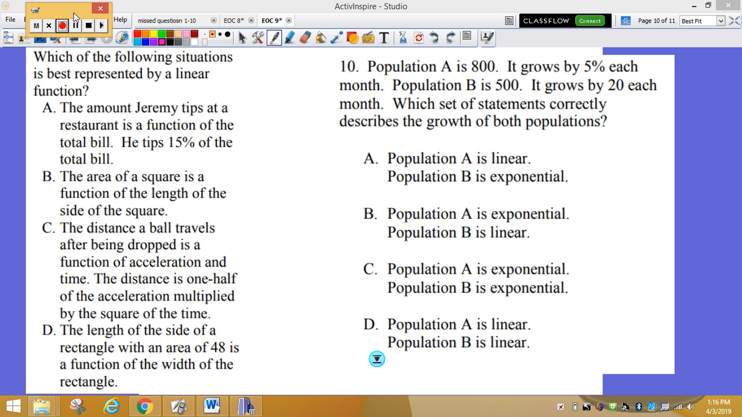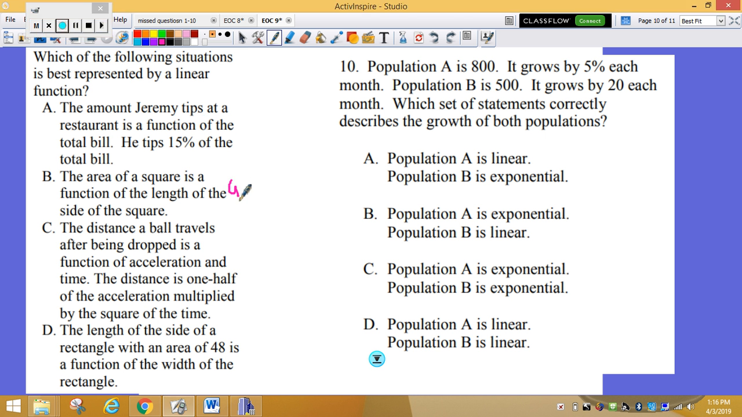All right, and let's talk about linear and exponential. Linear graphs are never going to be percents. They're not going to be quadratics. Remember, like x squared, if it ever has a squared, that's a quadratic. That's not linear. So linear is like it's changing by the same amount every day. That's linear, okay? So let's read these. Which could be linear? The amount Jeremy tips at a restaurant is a function of the total bill. He tips 15% of the total bill. Okay, well that's possible.